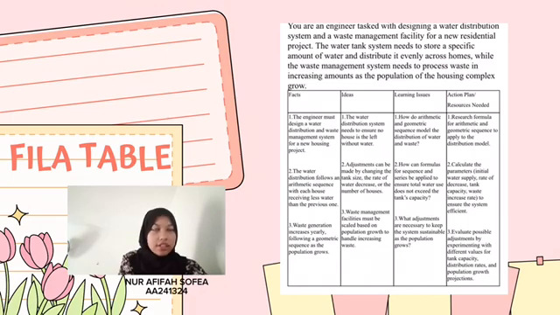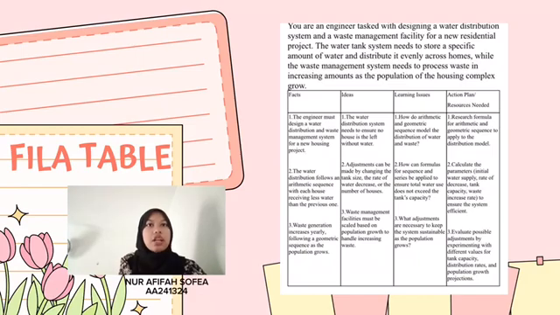For the learning issues: how do arithmetic and geometric sequences model the distribution of water and waste? For the water distribution, in an arithmetic sequence, each term decreases or increases by a constant difference. For the waste generation, waste grows with population following a geometric sequence where each year's waste output increases by a constant ratio.